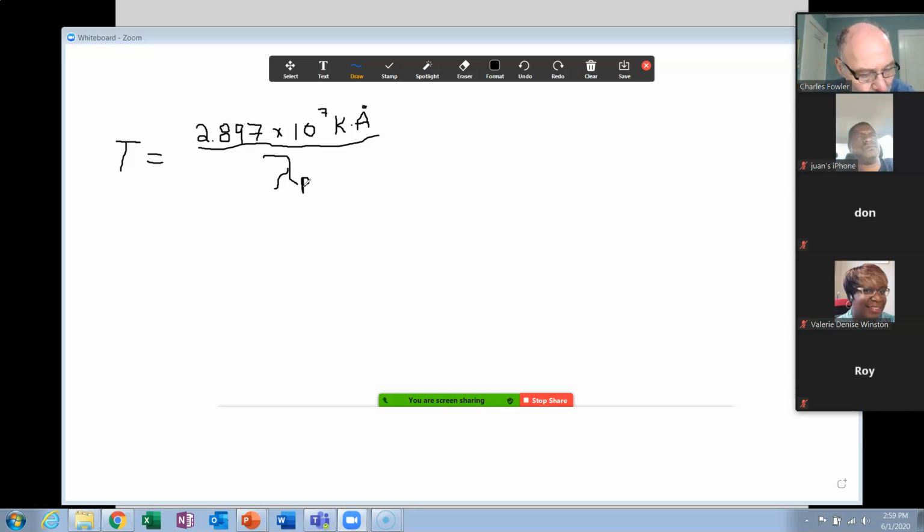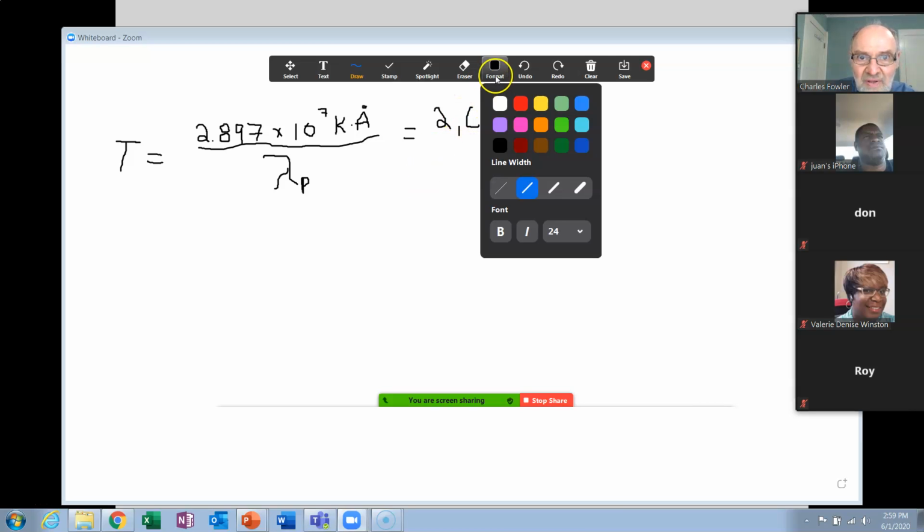Example 14.4 says, what is the temperature, so we're looking for temperature, capital T, of a star emitting light with a peak wavelength. That peak wavelength is going to be 3,500 angstroms. So what we're going to do is set this equal to that number on top, 2 point, that's supposed to be a decimal point.